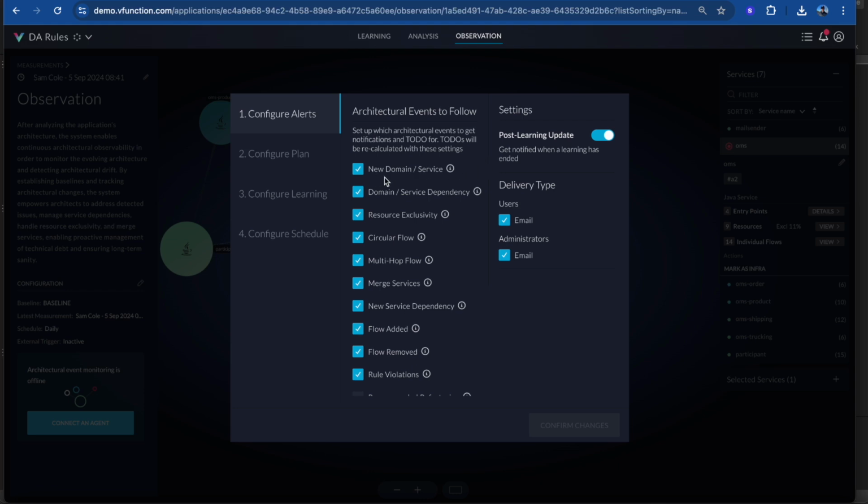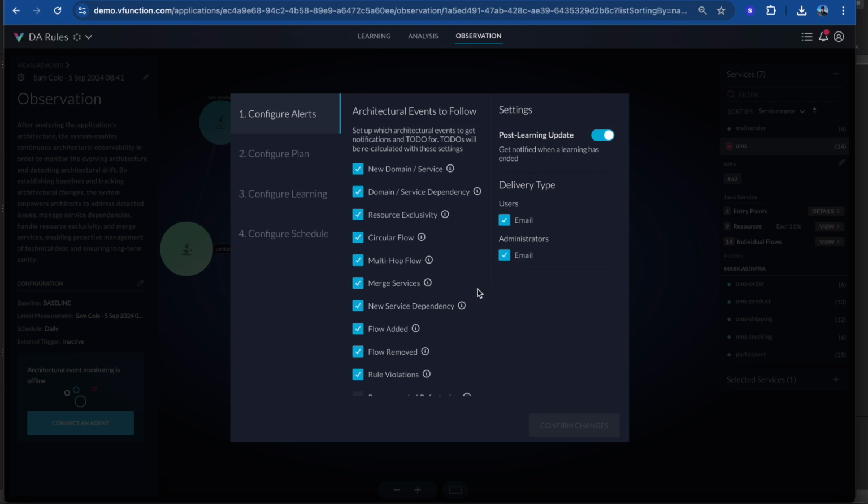For example, when there's a new domain or service, when there's a new dependency, when a resource exclusivity changes. That means that a database table now is being accessed by multiple services, which wasn't the case before. When a new circular flow is identified, when multi-hop flows are identified. When services maybe ought to be merged. That is an example of services that rely on the same resources and have similar API calls. The system will surface those and recommend maybe merging them in order to simplify the system. Obviously, it will simplify deployment, it will improve performance. It essentially helps you combat the microservices sprawl problem and remove duplication.